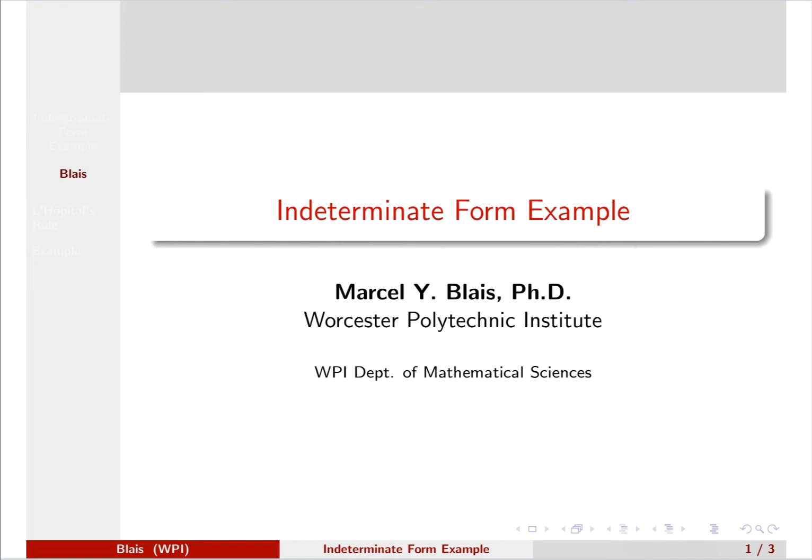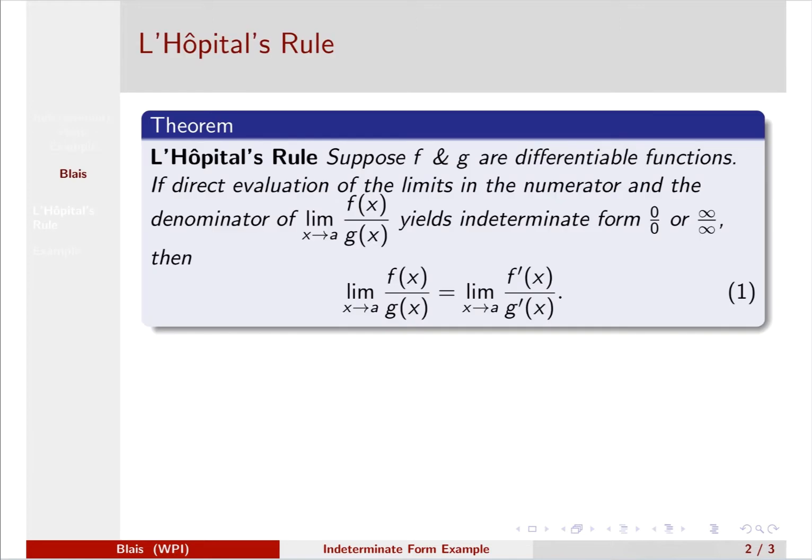Here we will look at an example of an indeterminate form where we use L'Hopital's rule. So recall L'Hopital's rule. If you have a limit of a quotient where the numerator and the denominator are differentiable, and direct evaluation of the numerator and the denominator yield the 0 over 0 or infinity over infinity indeterminate form, then that limit of their quotient is the limit of the quotient of their derivatives.